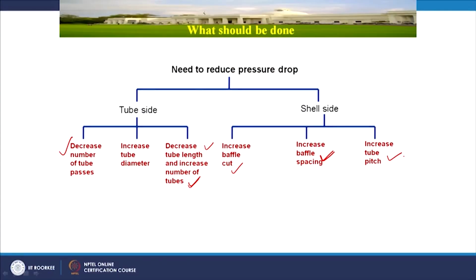However, if you are changing the pitch, let us say from triangular pitch to square pitch, what you have to do? You have to restart from bundle diameter calculation. Okay. So, it will affect the tube side heat transfer coefficient and pressure drop along with shell side heat transfer coefficient and pressure drop. So, in that way you have to think what parameter you have to vary, so that previous calculations should not change much. Okay. So, that when you will solve one or two problems on shell and tube heat exchanger, the methods will be more clear to you.